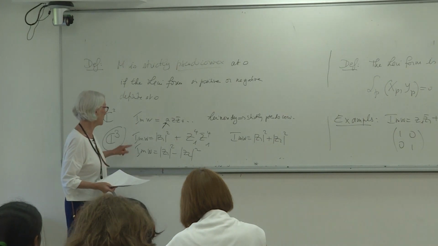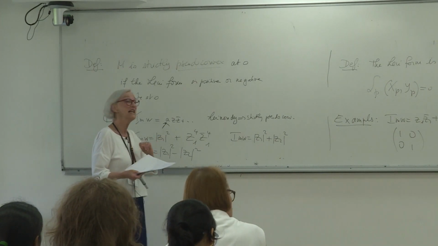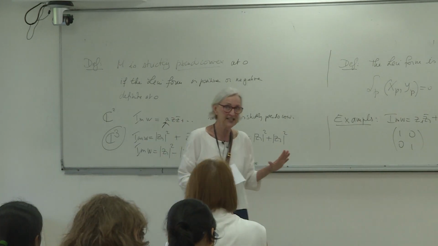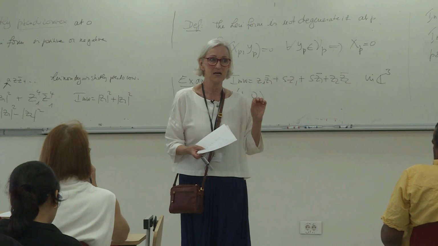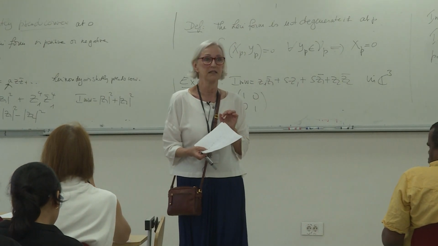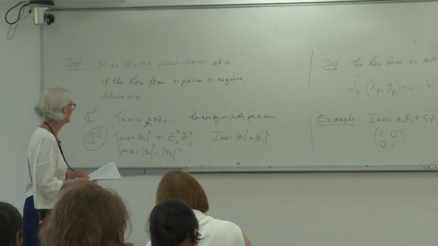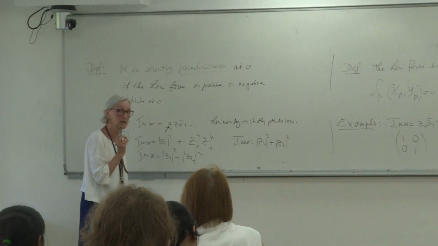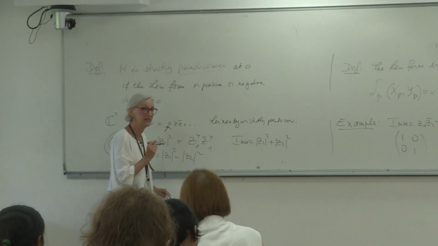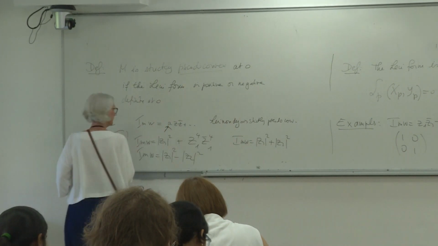If I take the first one, you see Z1 bar square plus Z1 4, Z1 bar 4. This is perfectly legal because it's real, no problem. Is it Levi non-degenerate? What is the matrix of the Levi form? If I take this one at 0, what is the matrix? 1, 0, 0.